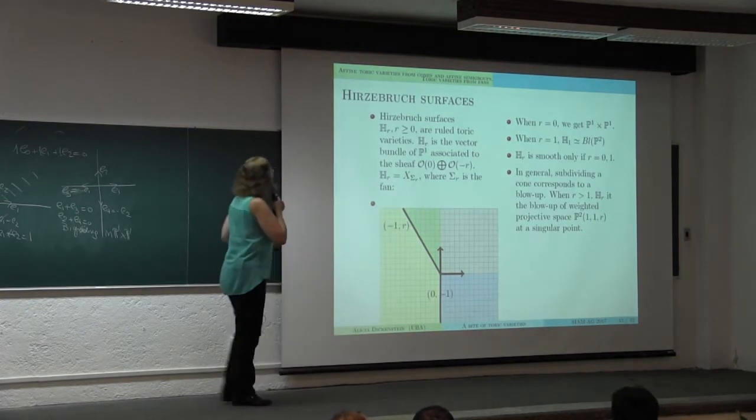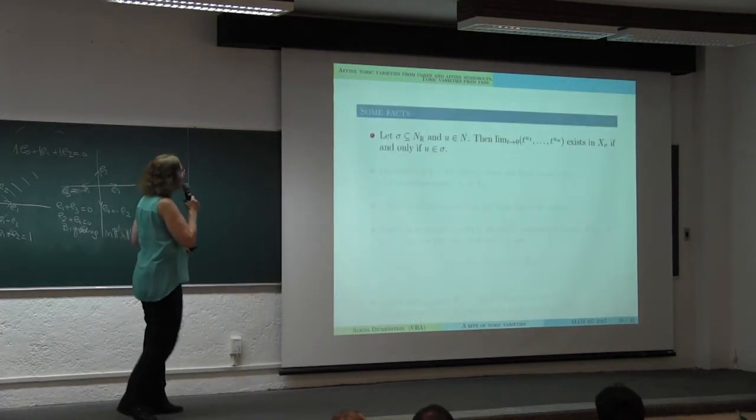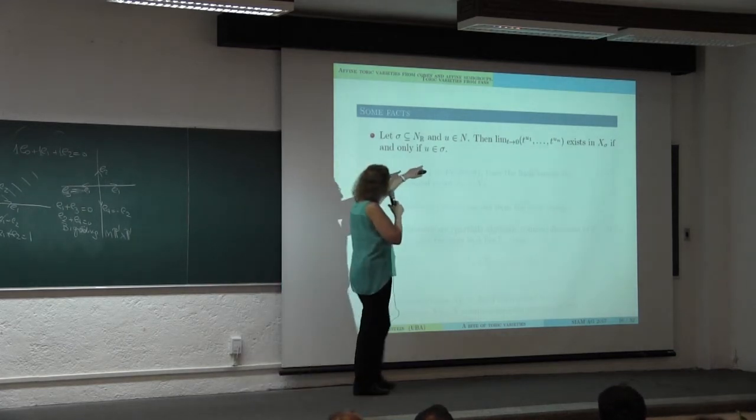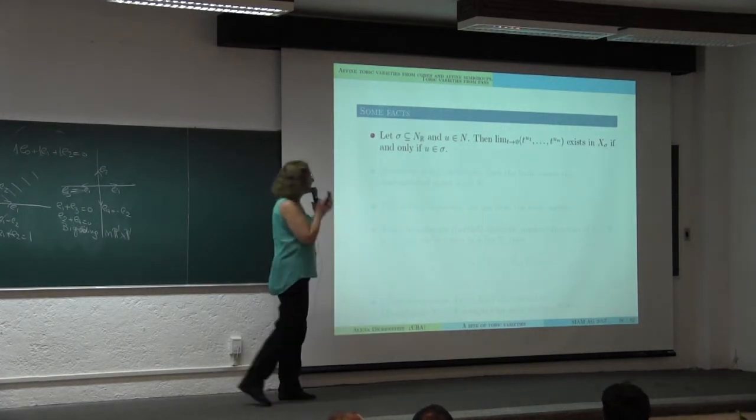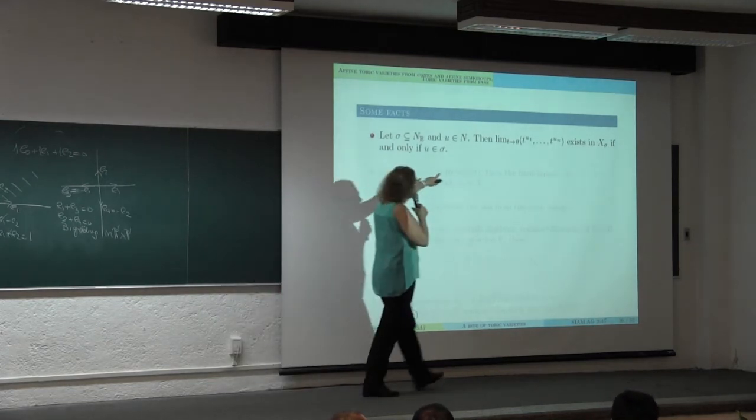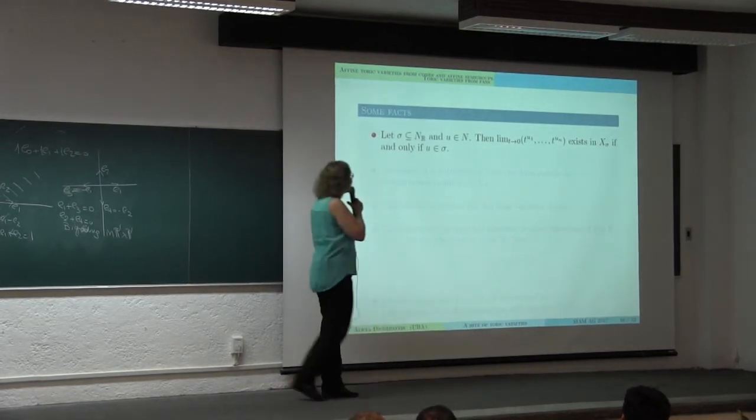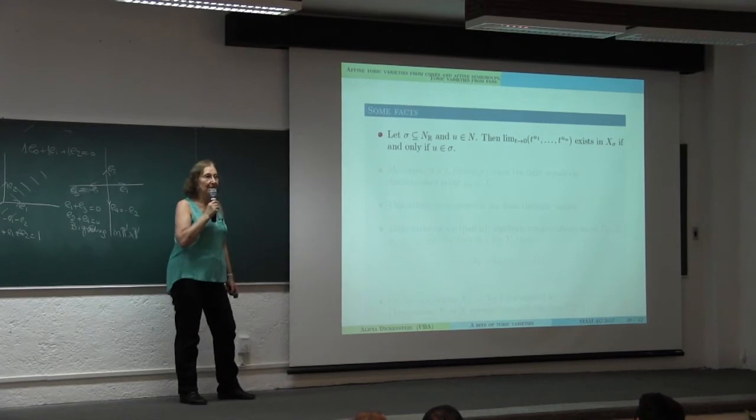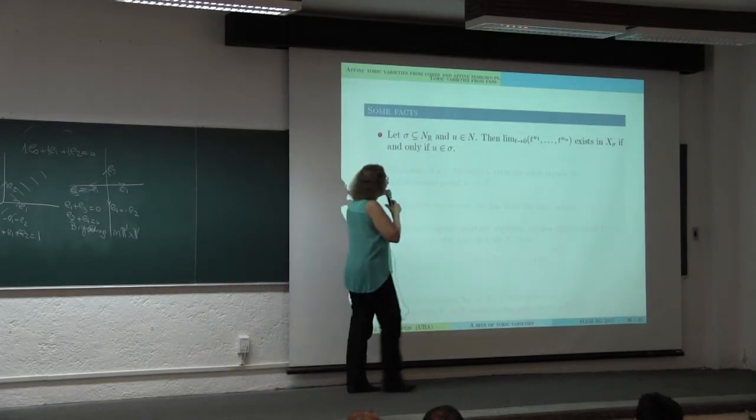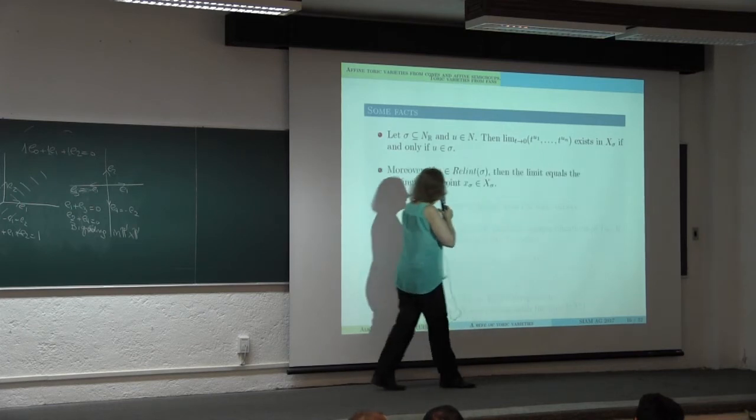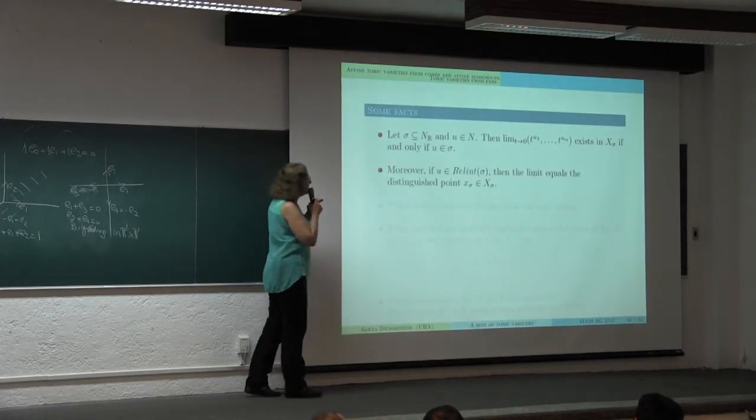Okay, some facts. The elements of N give a one-parameter subgroup, so we get a curve for each u here, and we consider this a point in the torus. Then we ask when there is a limit in X_sigma. Well, this happens if and only if u is in sigma. So this is a way of getting sigma back. Sigma is this cone for which these limits exist. Okay, and what's the torus?